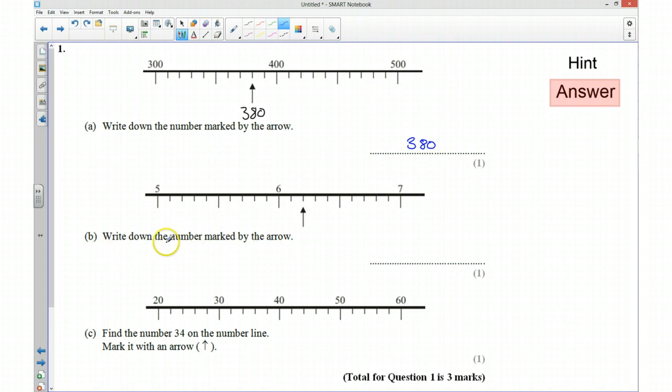Part B says write down the number marked by this arrow. Well, this time, because that's 5 there and that's 6 there, there's 10 bits in between, so this is going to be 0.1 difference each time. So over here we're going to have 6.1, so this here is going to be 6.2.